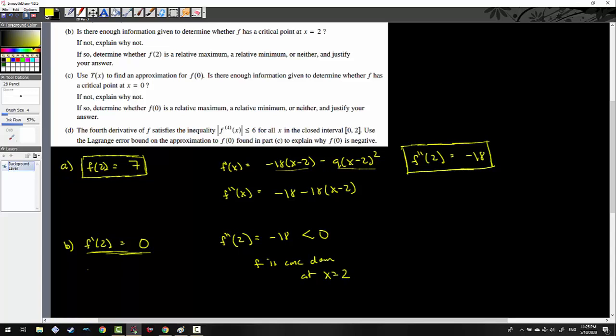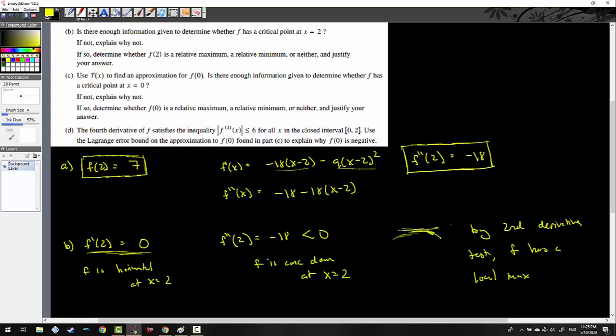And since f is horizontal at x equals 2, horizontal and simultaneously concave down, that means local maximum. So we can say by the second derivative test, f has a local max at x equals 2.